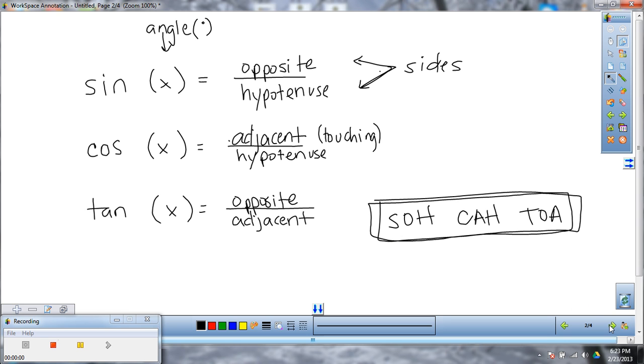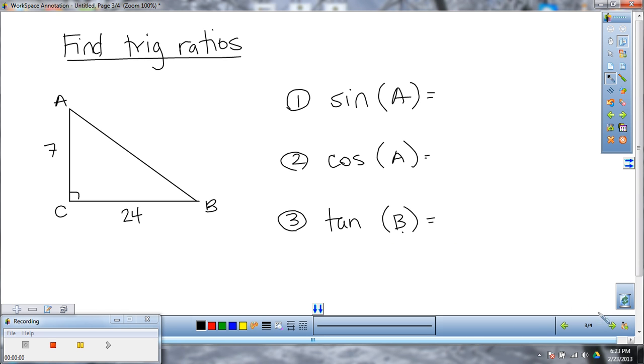So let's use SOHCAHTOA in an example. Here we have a right triangle. We have the right angle, so we know we can use our trig ratios. We have the information 7 is one of the sides and 24 is another side. We want to find the sine of A, meaning we're using A as our reference angle. So for this, we're going to use A as our starting point. Again, we can use our shortcut to help us out. SOHCAHTOA.